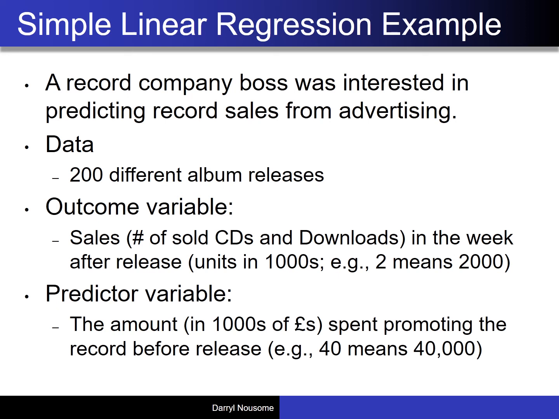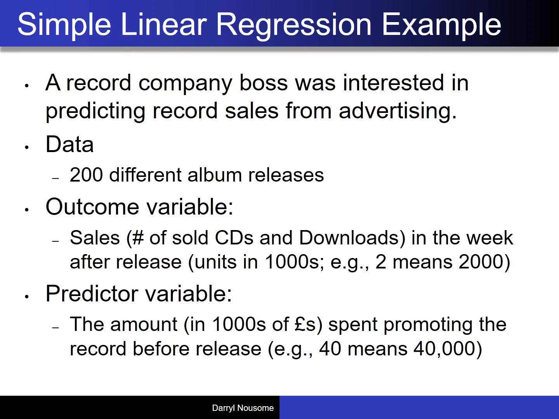So there are 200 observations. The outcome variable is sales, which is the number of CDs sold and downloads in the week after release. And the predictor is the amount in thousands of dollars spent promoting the record before release, right? So 40 actually means 40,000 because it's in thousands of pounds, right? So even though it's coded as 1, it really represents 10,000, right?